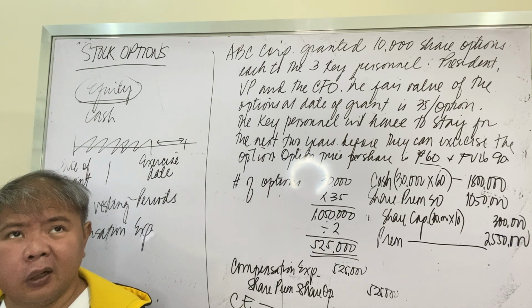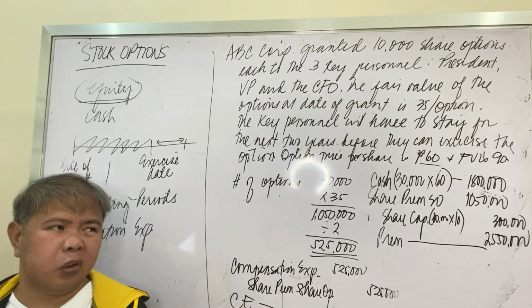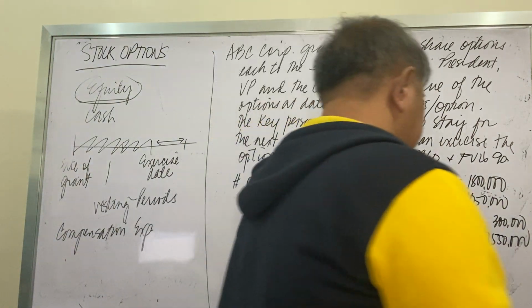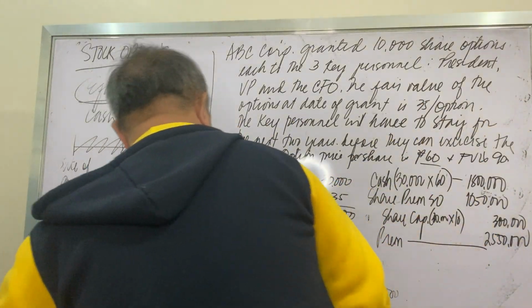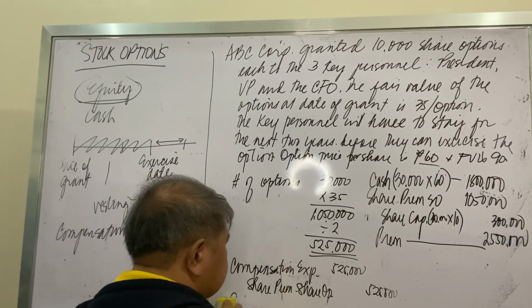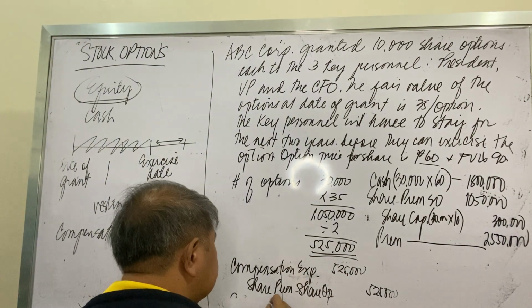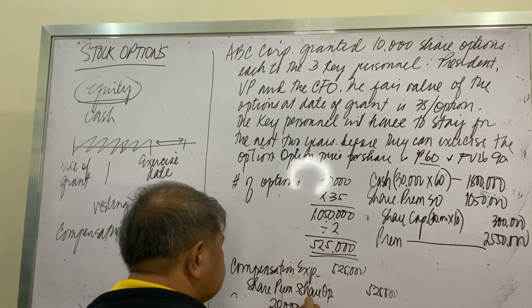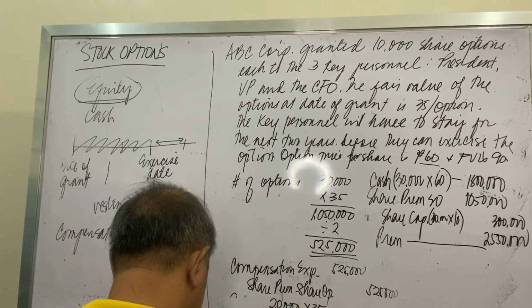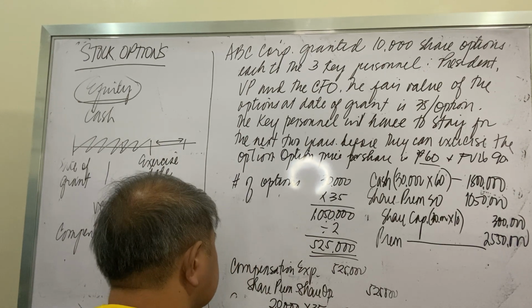Now what if on the second year of the vesting period, one resigns? Isa umalis, ano mangyayari? Will that affect? Yes, of course. Kasi mangyayari dito, this is the first year, and the second year, we will have to recalculate, because the only options that will be vested will be for two. So that will be 20,000 times 35. So this is 700,000.